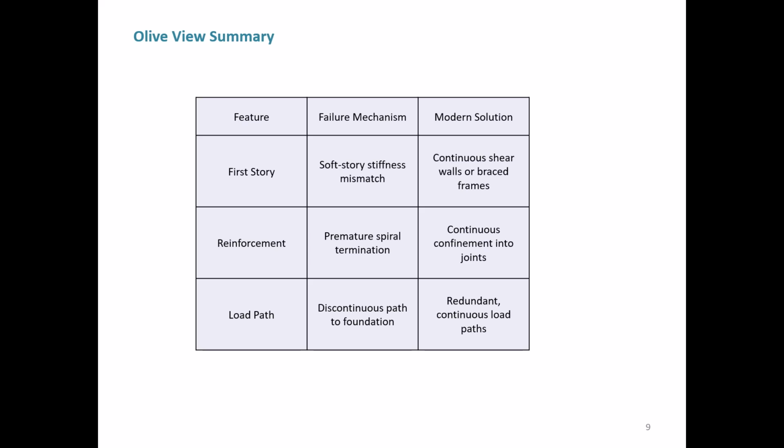Reinforcement, the premature spiral termination we mentioned. So the modern solution is to do the job right in the first place and have continuous confinement into the joints. And for the load path, there was a discontinuous path to the foundation at Olive View Hospital. And what we want are redundant and continuous load paths.